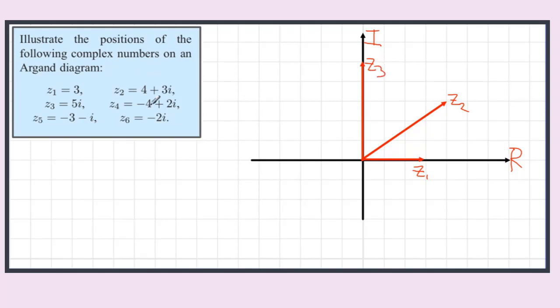z4, minus 4 plus 2i. So the real part is minus 4. So we start from the origin, minus 4, 1, 2, 3, 4, plus 2i, so we go 2 up on the imaginary axis, like so. z4.